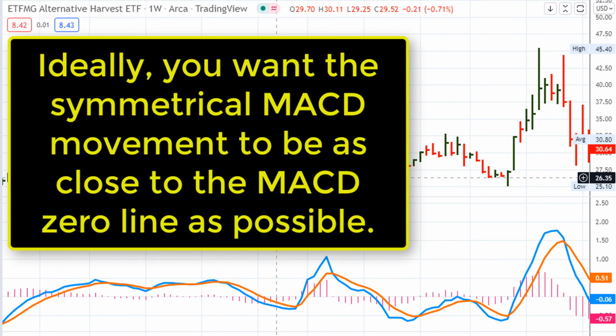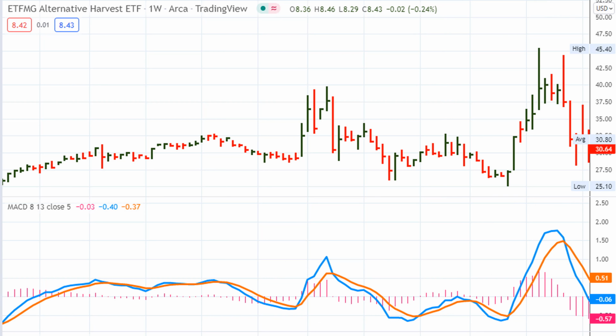I should take a moment here to enforce the idea that the closer the MACD symmetrical action to the zero line, the better. For example, here we have a situation where we have uniform action above the zero line and back below it. The problem is this is way far from the zero line. So it's not the most reliable, but even in this example, it is telling us that we are more than likely going to be testing these lows.